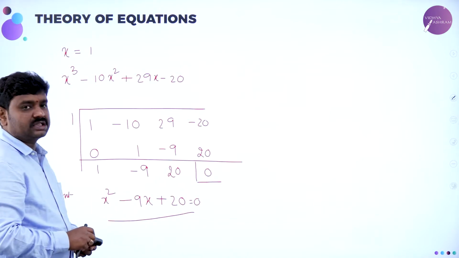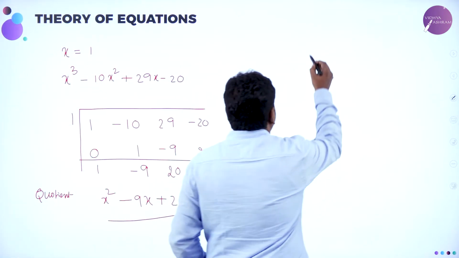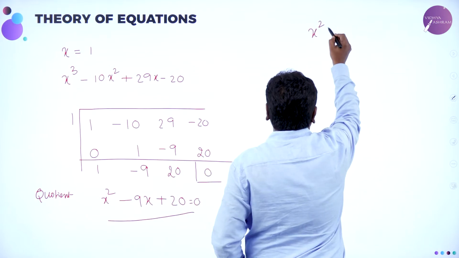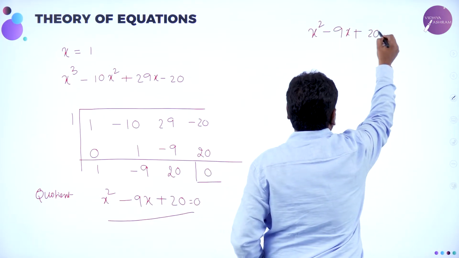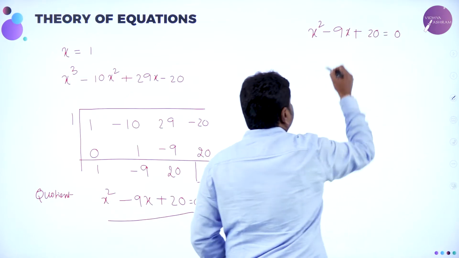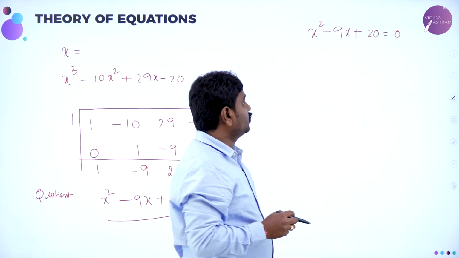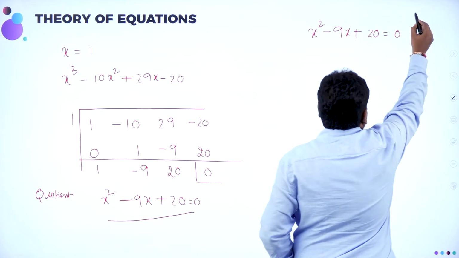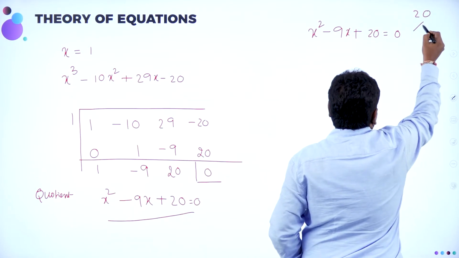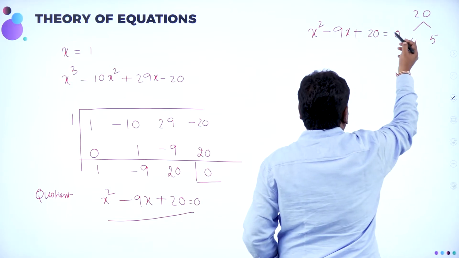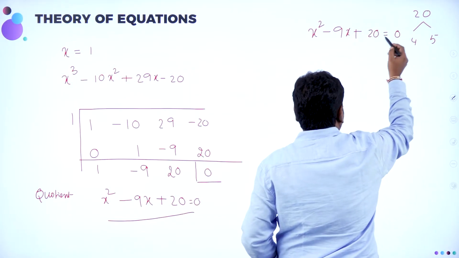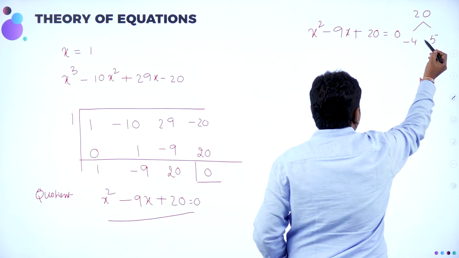Now you know how to solve this. How to solve a quadratic equation? x square minus 9x plus 20 equal to 0. Now write the factors for 20 that will give minus 9. So 4 into 5 you can take. What are the factors for 20? I can split 20 as 4 and 5, because 4 plus 5 gives you 9, but we need minus 9, so I will take minus 5 and minus 4.